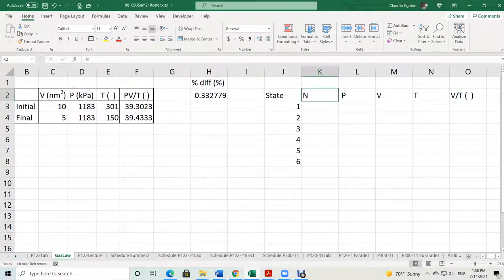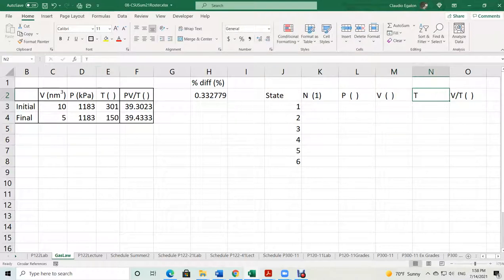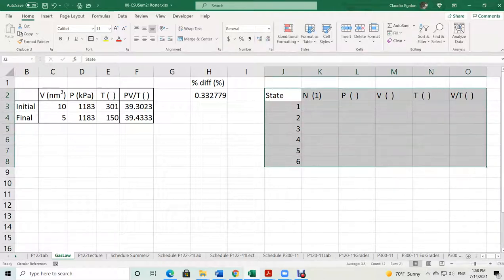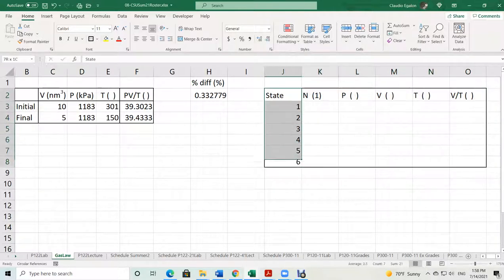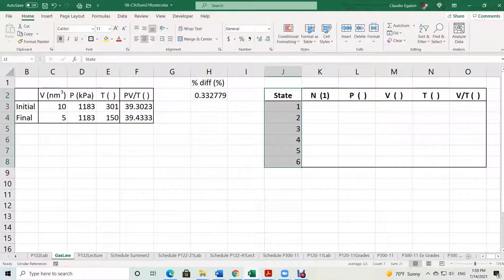Make sure you put all your units in there. For the number of particles, you put the number one as the unit. It's a unitless unit. Here you put whatever unit of pressure you're measuring, and for the volume, whatever the unit of volume is. Make your table look nice. What I like to do is to boldface those, and also boldface this one.